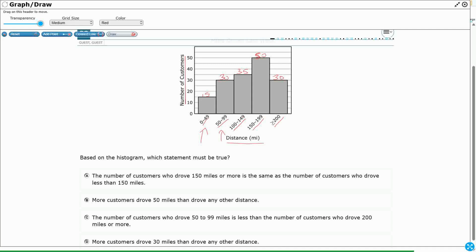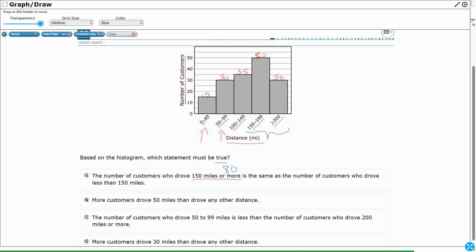They're going to give us some basic equations written in verbal form or written form. And then we're going to see if they are true or not. So A, we're looking for the one that's true. The number of customers who drove 150 miles or more. Okay, 150 miles or more, that's a trick, because this is 150 miles, but if I'm going to say or more, I actually need to add that 200 in there. So that's 80. It's not just the 50, because or more includes anything to the right of that as well.